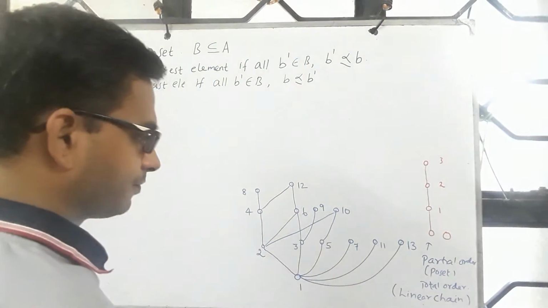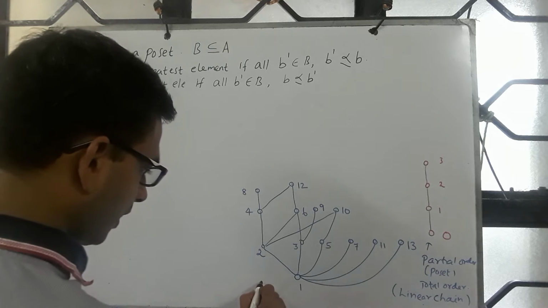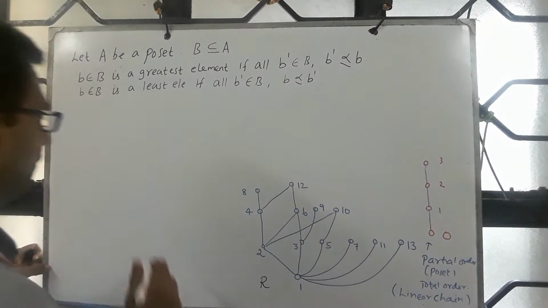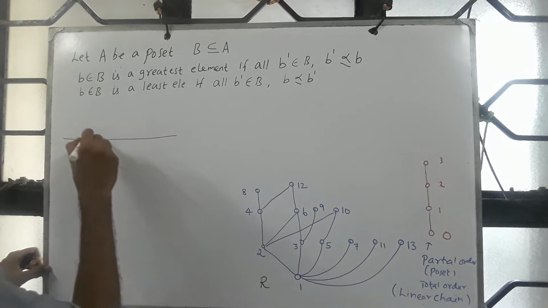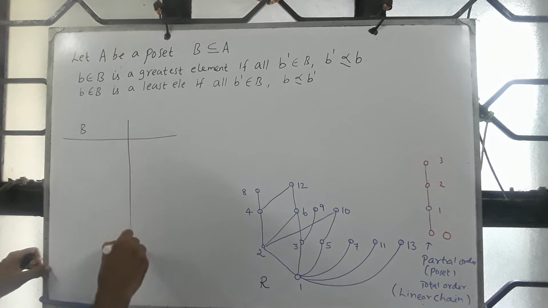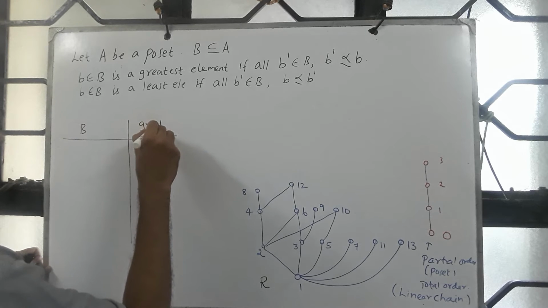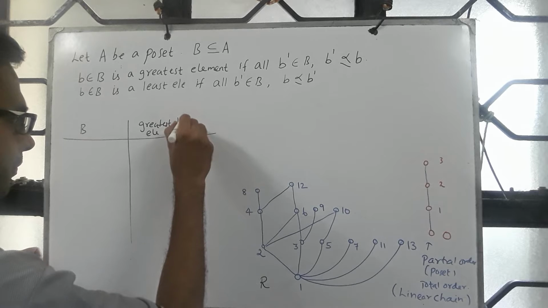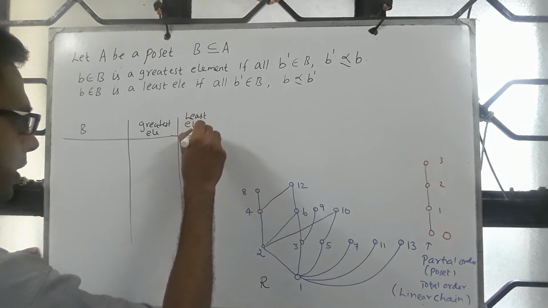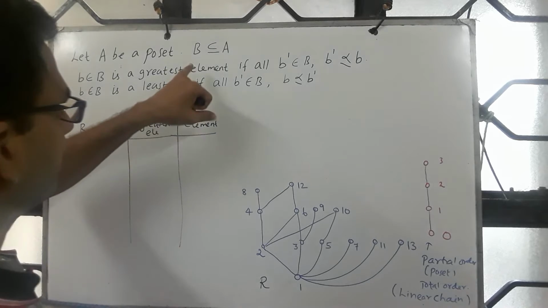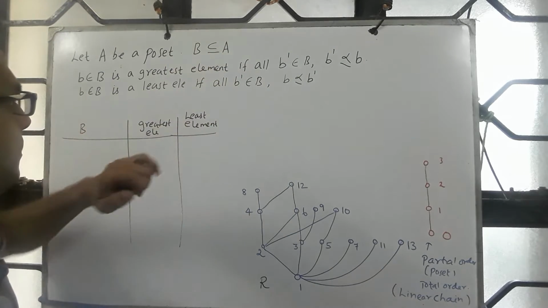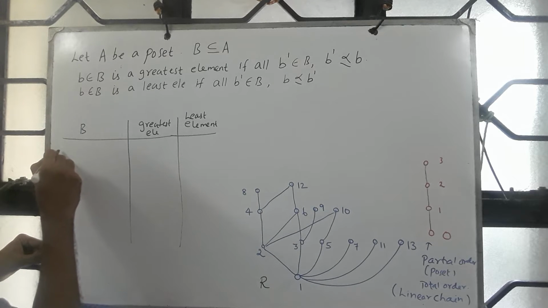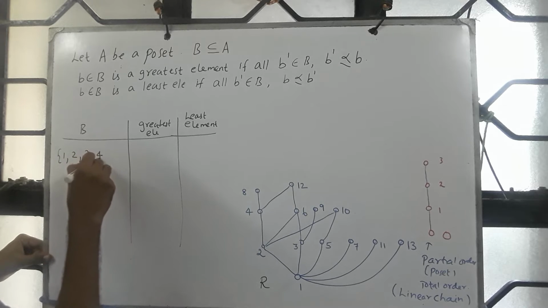Let us consider this. So for this R and my A is 1 to 13, that's my poset. You can take B and talk about greatest element and least element. Please note, it is defined for a subset of A. This could be anything. So take some subset. So let me take the subset to be say 1, 2, 3, 4.